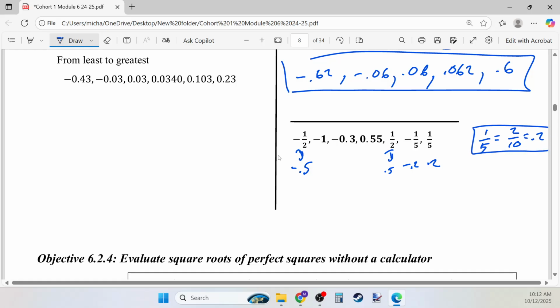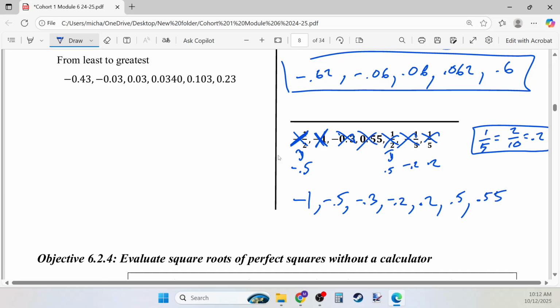We're doing this conversion. Now I want to put these in order. The negatives will come first, with negative 1 being bigger than negative 0.5. 1 is bigger than 0.5, so negative 1 is less than negative 0.5. Negative 0.3, negative 0.2, that's this one, then this one, then this one, then that one. Now we go through the positive ones. We have 0.2, 0.5, and 0.55. That's all of them.